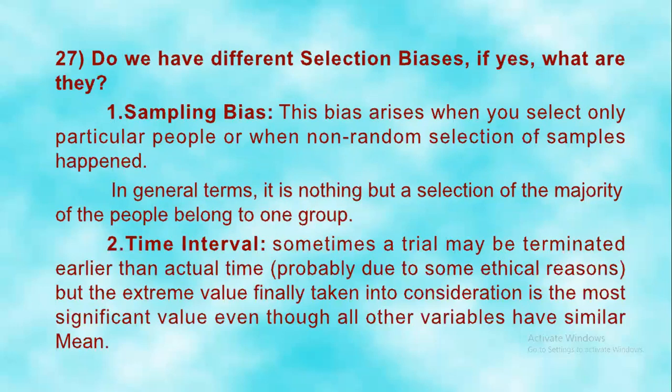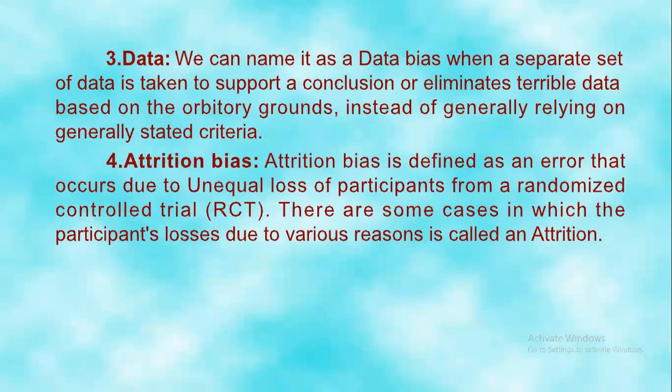meaning. Next one is data bias. We can name it a data bias when a separate set of data is taken to support a conclusion or eliminates terrible data on arbitrary grounds instead of generally relying on generally stated criteria.